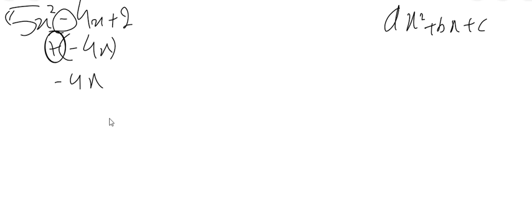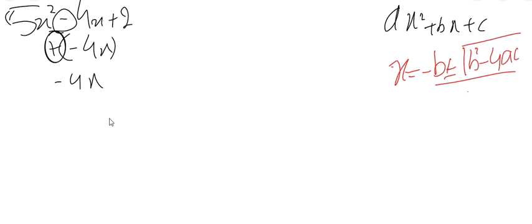Now we should learn about its formula. Here x is unknown, and x equals minus b plus or minus the square root of b square minus 4ac, over 2a.